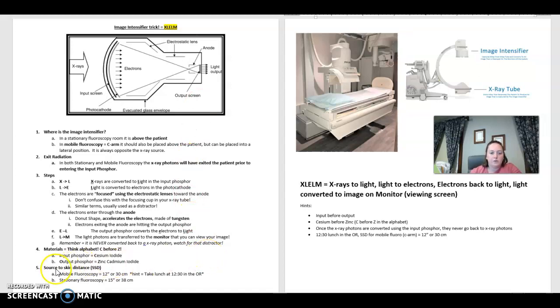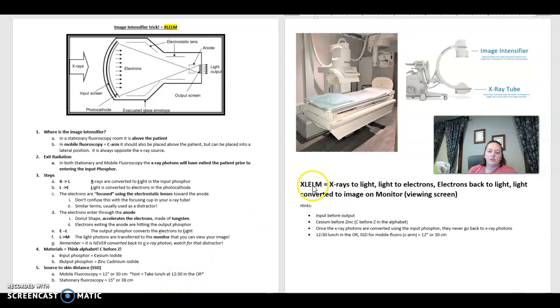Another question you'll probably get is this source to skin distance allowance, and it's different for mobile versus stationary. The mobile fluoro is going to be your C-arm, right? That's your mobile fluoroscopy that you take into the OR. It's either going to need to be 12 inches or 30 centimeters. My hint is to take lunch at 12:30 in the OR. You might get asked in inches and you might get asked in centimeters. And I believe the boards is going fully to centimeters and meters, so that might be something for you to start paying attention to. Stationary fluoro, which will be your fluoro room, it's going to be 15 inches or 38 centimeters.